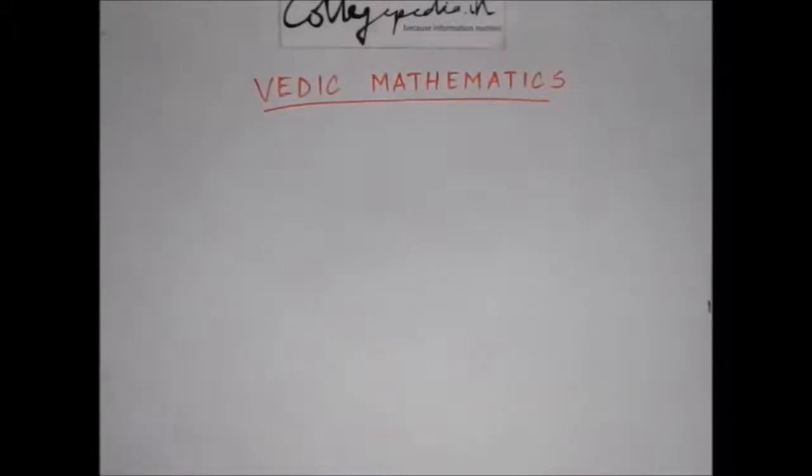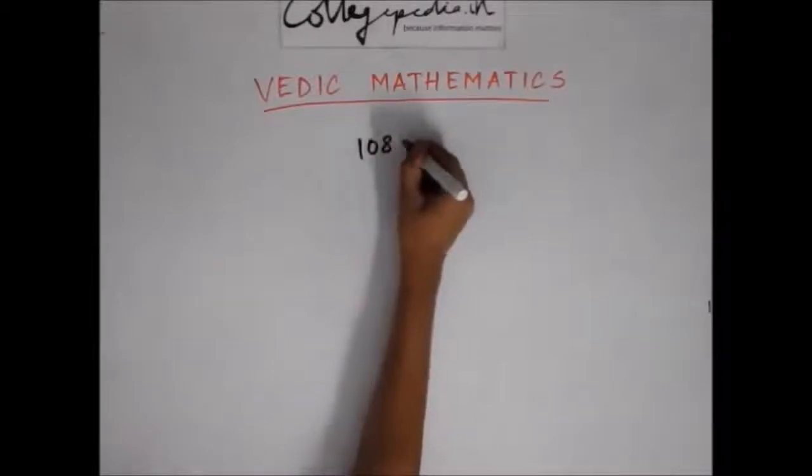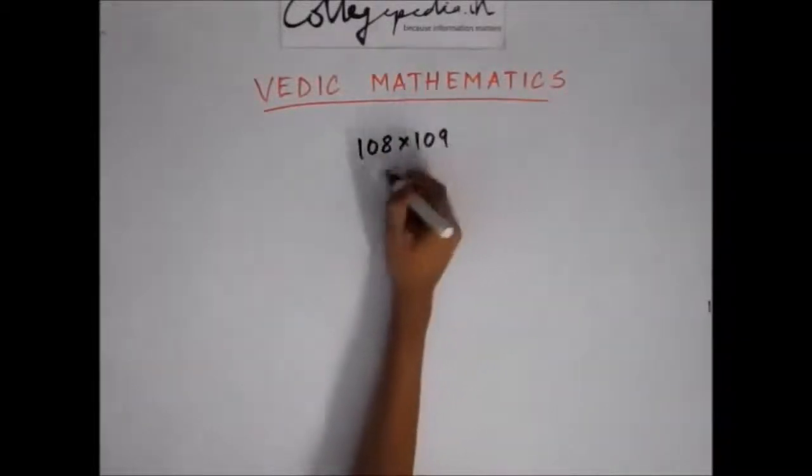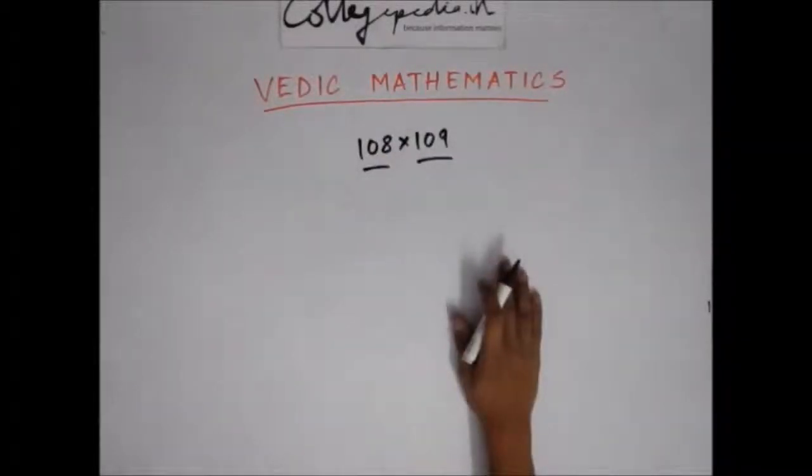Hello everyone. So we are on our way to learn more and more tricks of faster calculations using Vedic mathematics. So as a trend now, let's learn how to multiply numbers which are just above 100. For example, let's say 108 multiplied by 109. These two numbers are just above 100.